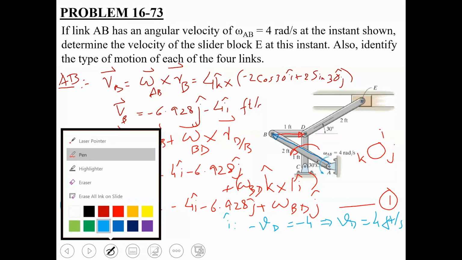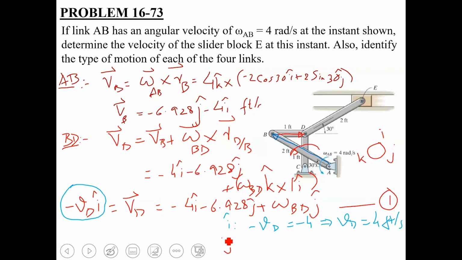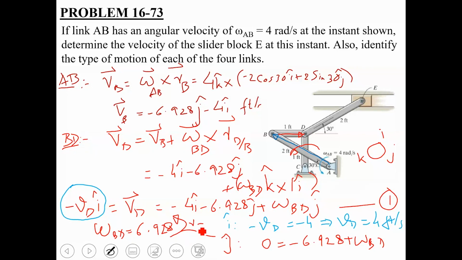Okay, now when you compare the j coefficients, what is the j coefficient on the left hand side? 0. On the right hand side, it is minus 6.928 plus omega BD. So once you solve it, omega BD comes out to be 6.928. Since the sign is positive, it means your assumption regarding omega is correct, and this link BD is rotating in a counterclockwise direction with an angular velocity of 6.928 radians per second.